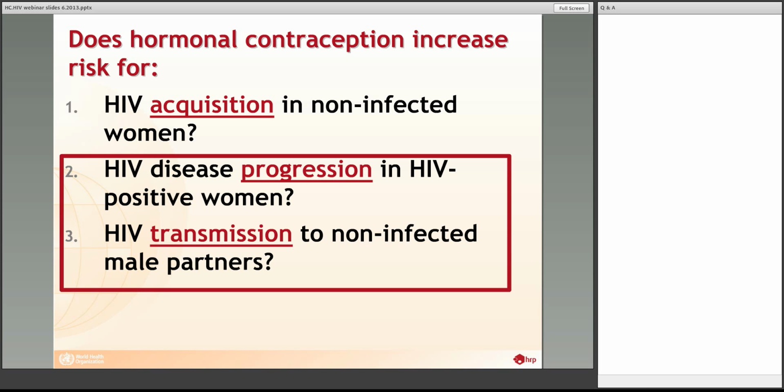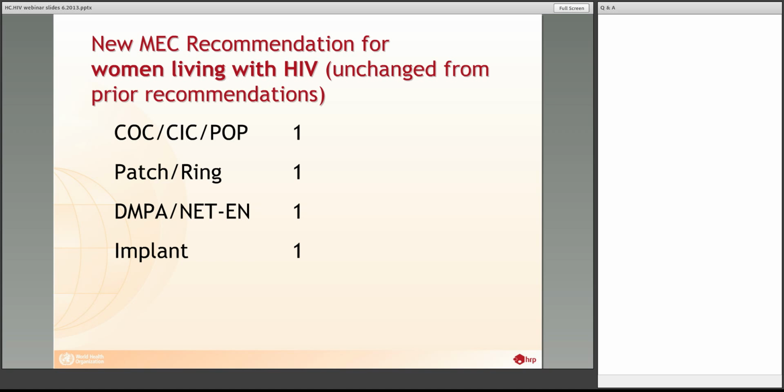Although we did have that one study showing increased risk with injectables for transmission, it did not change any of our recommendations. So our new MEC recommendation for all of the hormonal contraceptive methods for women living with HIV is a 1 for all categories of contraceptives. So there were no changes, and we didn't include any clarifications. All that changed was our statement of the evidence.